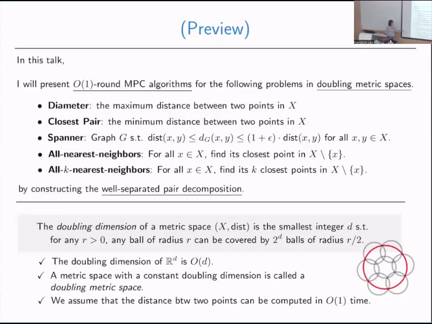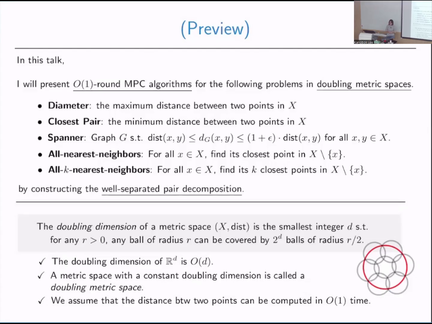To see this, observe this ball, the red ball. It can be covered by 7 balls with half radius. So the doubling dimension of a two-dimensional Euclidean space is at most 7. In this paper, we are dealing with doubling metric space, and we will design a constant round MPC algorithm in doubling metric space. So this leads to an algorithm in a constant dimensional Euclidean space as well.